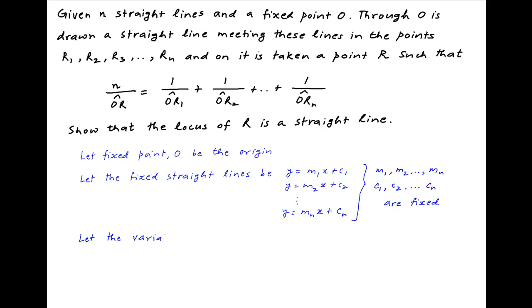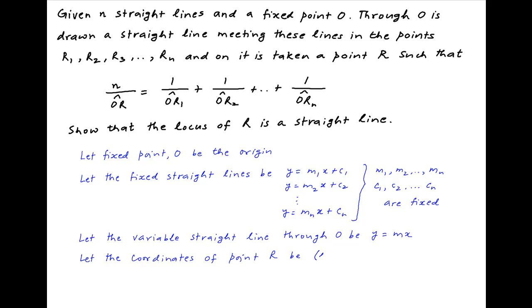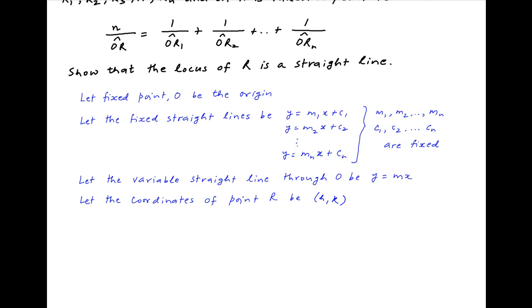Now, let the equation of the variable straight line passing through the point O or the origin be y is equal to mx. And let's assume that the coordinates of the point R are h, k. Now, since point R with coordinates hk lies on the line y is equal to mx, it follows that k is equal to m times h, and therefore m is equal to k upon h.